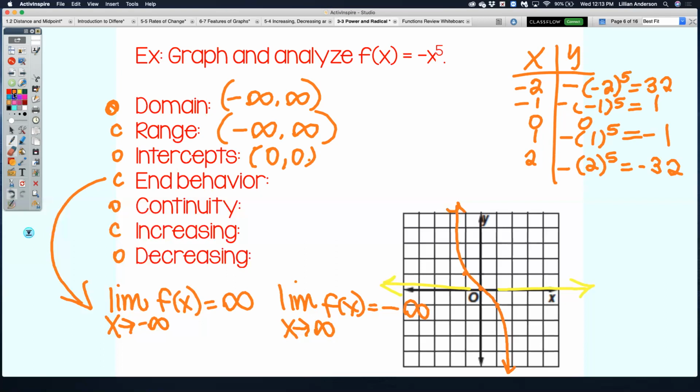Online, continuity? Continuous. That it is. No holes, no breaks, none of that. Classroom. Continuous.